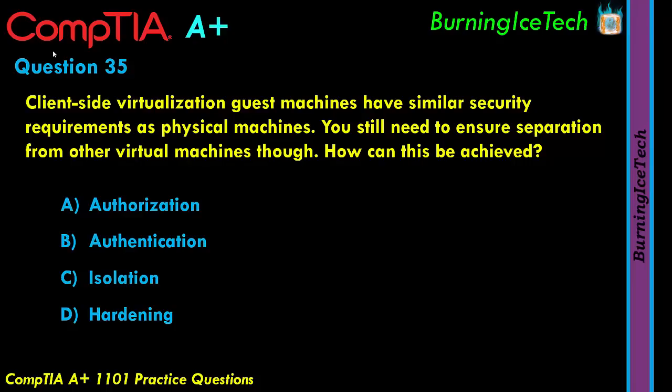So they need to be isolated from one another. And I think I just gave the answer away. So looking at the possible answers here, authorization, what's that? That is to make sure you've got permission to access whatever you're trying to access. We actually need to cover B first, which is authentication. Authentication is to prove you are who you claim to be or what you claim to be.